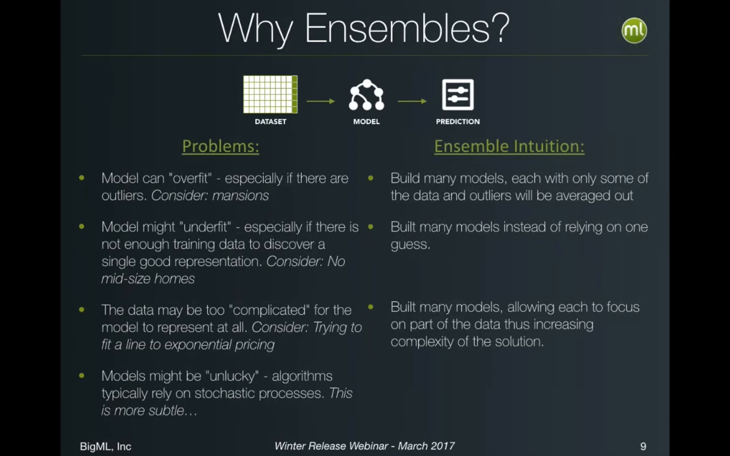The final thing is that these machine learning models often rely on some kind of stochastic process, and it's possible to just get an unlucky solution. So once again, by building many models, we can mitigate this risk, since it's really unlikely that every model is going to be unlucky. All right, so by building a bunch, we sort of eliminate or reduce the possibility of just having bad initial conditions.